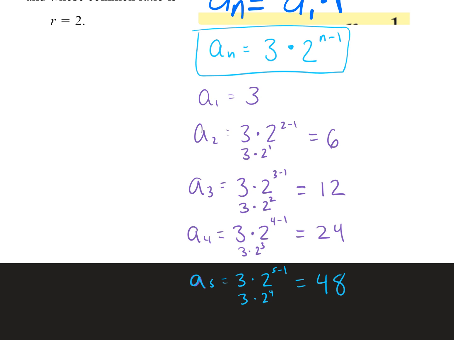So notice, what was our common ratio? What was r? 2. So notice how we multiply times 2 to get from one number to the next for each term.